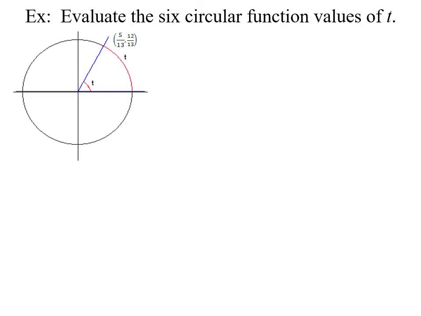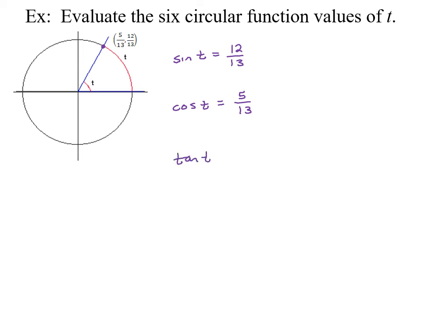Okay, this says evaluate the 6 circular functions of a value for t. And so you'll notice that we have the angle is t here, and then we have a 5/13 and 12/13. That is the point that is the angle's intersecting this circle. And we're assuming this is the unit circle since the angle t matches the arc length here. And so if I want to do what is sine t, sine is just the y value, so you just write it down, 12/13. Cosine t is just the x value, so you just write it down, 5/13.